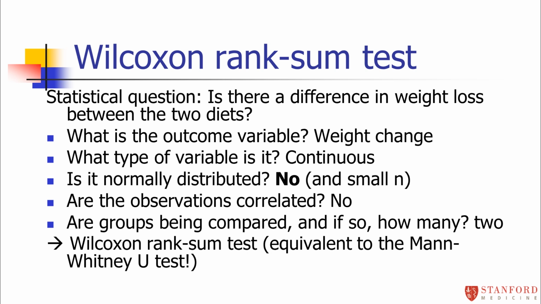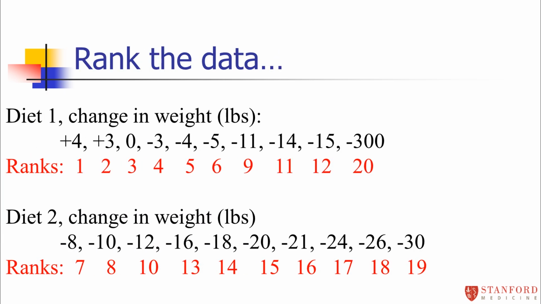This is also called the Mann-Whitney U test. Those are equivalent. So the first step of the rank sum test is just to rank the data. We're going to take everybody and ignore the group they're in for the moment. We're going to order the weight losses, ignoring diet.